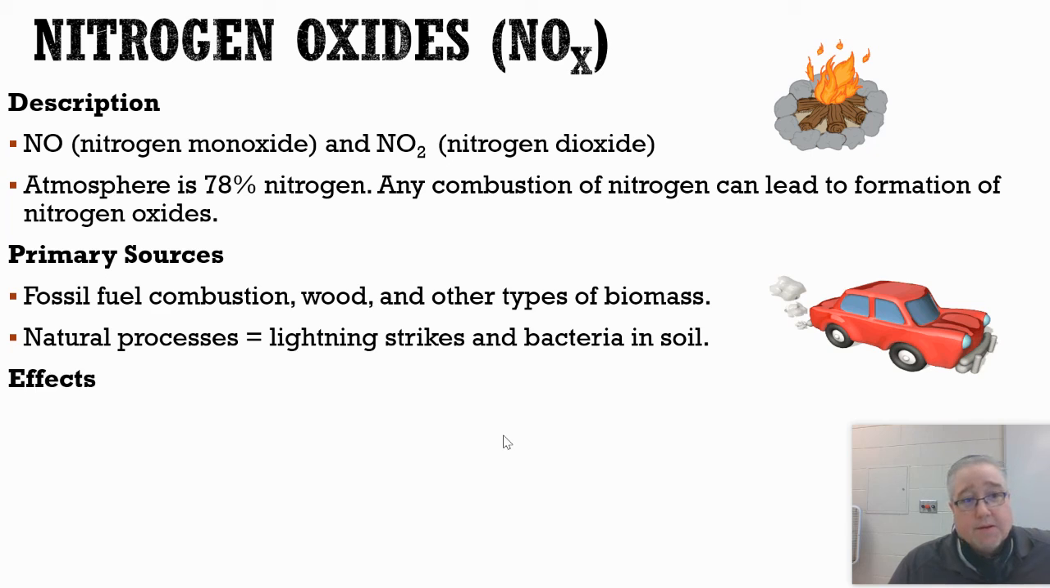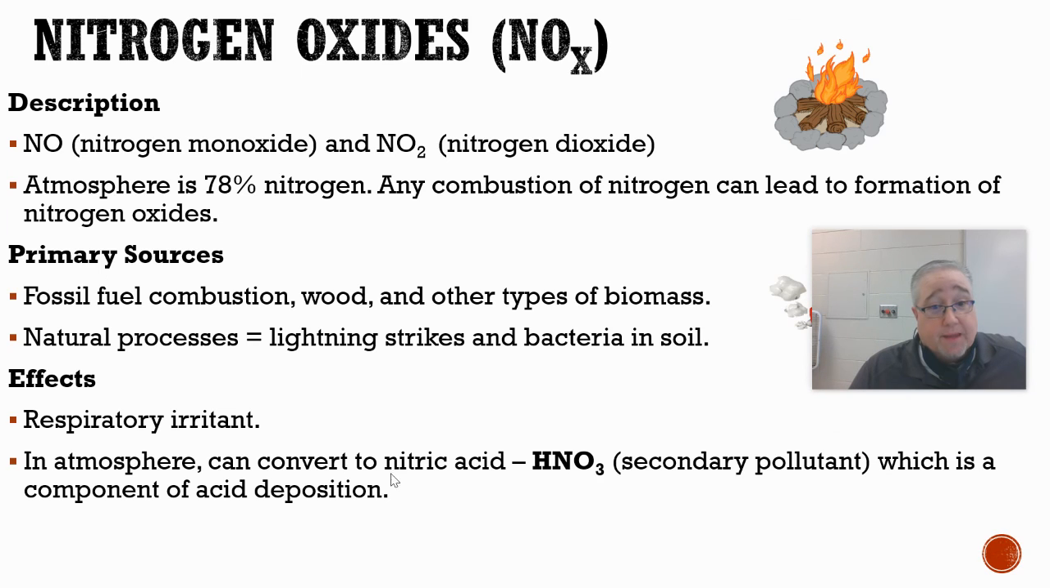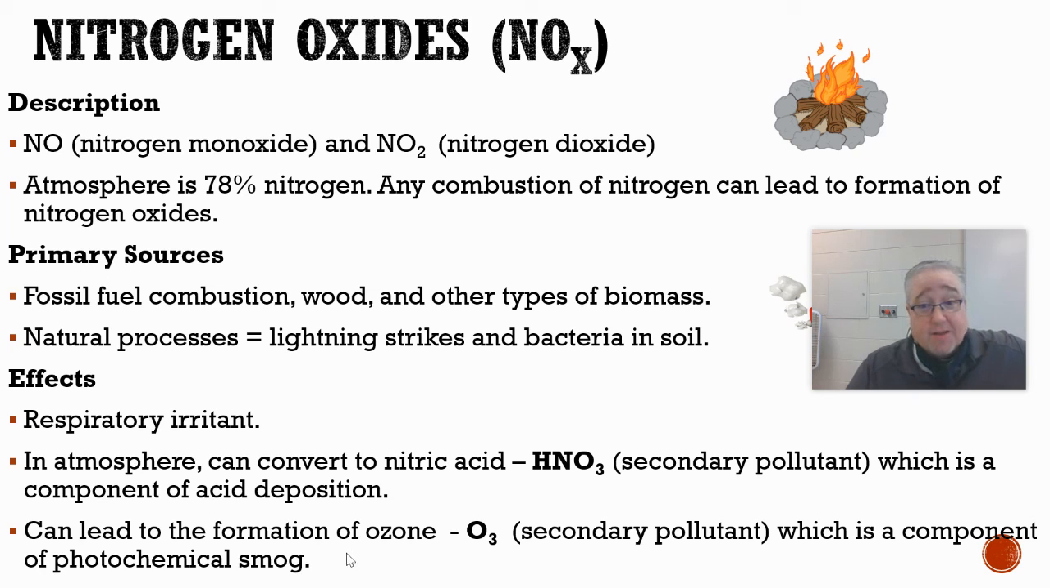Now, the effects. It's a respiratory irritant. Again, you don't want to get it into your lungs. It can be converted into something called nitric acid, which again is a secondary pollutant. That also is a component of acid rain. It can also lead to the formation of ozone. Now, some ozone is good and some ozone is bad. This is the bad stuff. And we will talk about how it forms tomorrow, actually, in the lecture. But these are secondary pollutants from NOx. So if NOx goes into the air, it forms these secondary things.